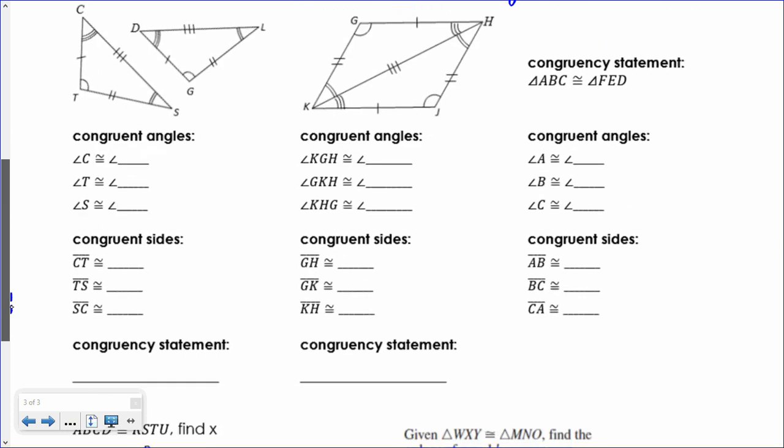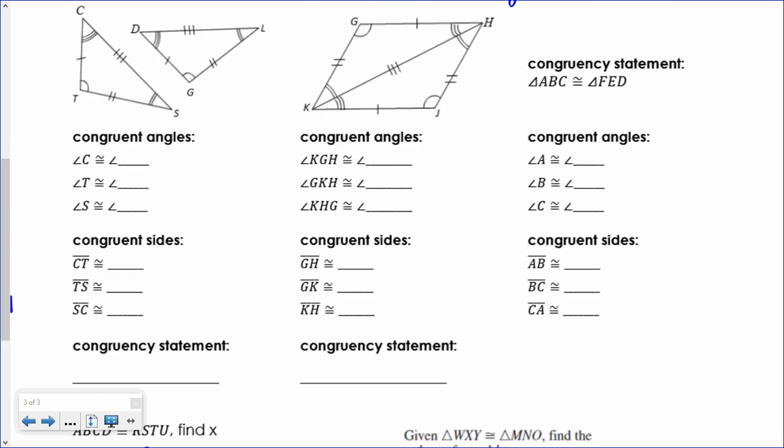So let's take a look at these triangles. I have everything marked, right? In this triangle I have angle C. In the other triangle, what would be congruent to angle C? Angle D, we already talked about that one, right? All right, angle T is in this triangle. In this triangle, which would be congruent to that? G. And how'd you know? It only has one little marking, okay?